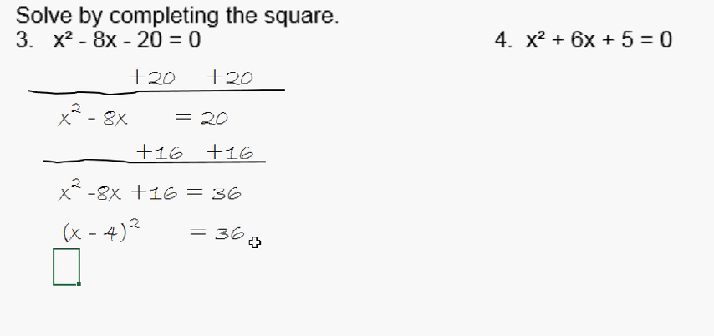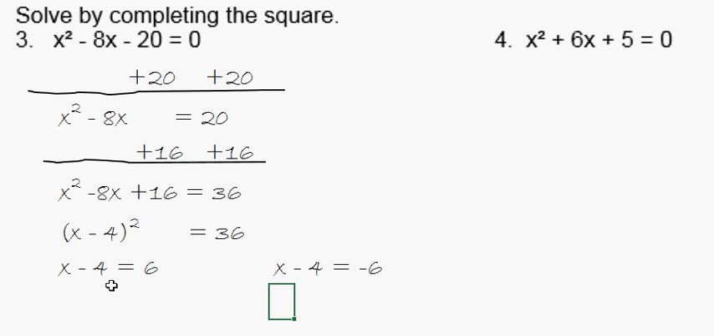This leaves me with something that I can take the square root of both sides and then solve for x. If you want to know how I got this, please ask me. I can explain that in more detail, but for right now, I will just say if x minus 4 squared equals 36, x minus 4 either has to equal 6 or it has to equal negative 6. So I'm going to say that, and I will also say x minus 4 could equal negative 6.